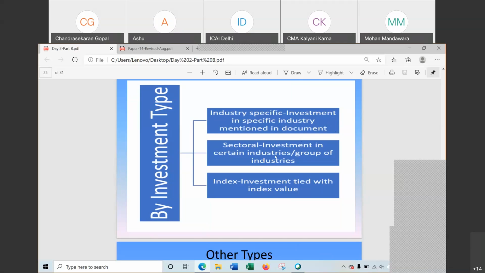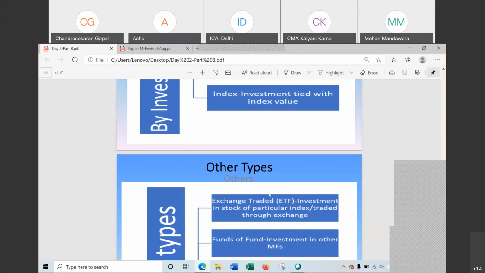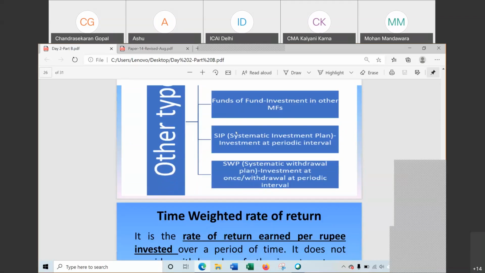Sectoral, that is investment in a certain group of industries or certain industries. Industry specific, about these industries it is mentioned in the document. About this it is not initially mentioned in the document. Again, index investment, that is investment tied with the help of index value of NSE, BSE, S&P or any other index. Apart from this, there are also certain types of mutual fund.